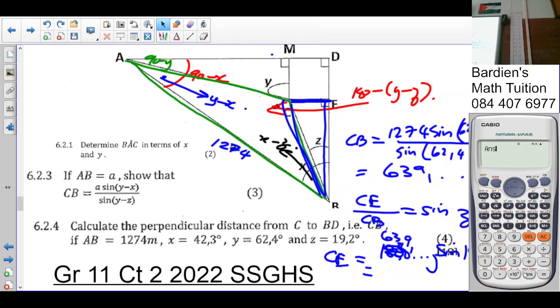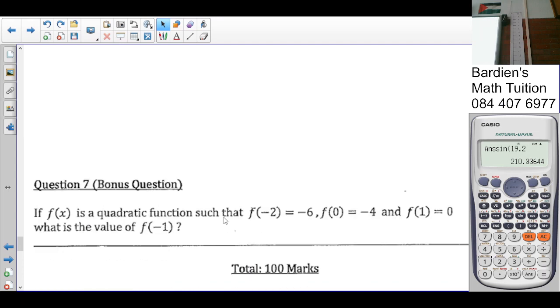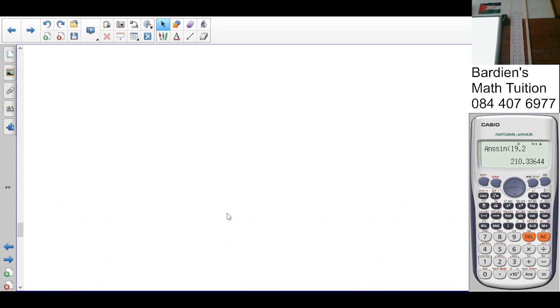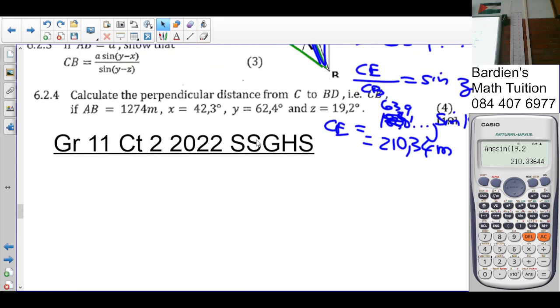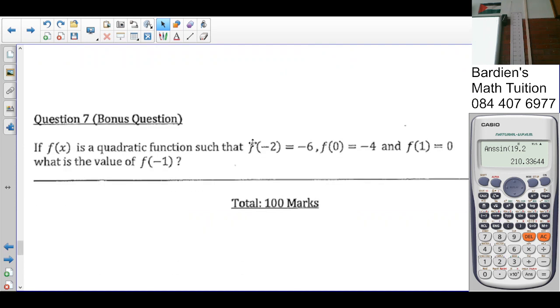That's the answer times sine 19.2. Is that correct? 210 comma 34 meters in this case. Centimeters or... okay, so the bonus question I'll explain in the remainder of the video.